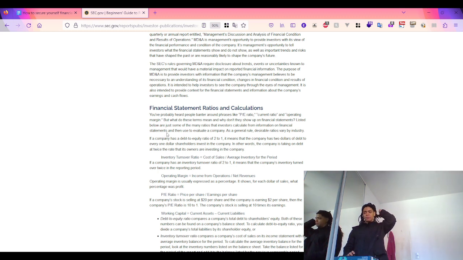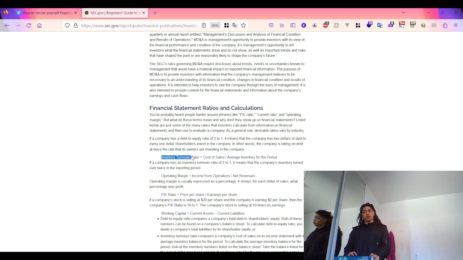So debt to equity ratio of 2 to 1, as an example, indicates that the company is taking on debt at twice the rate its owners are investing in the company. So again, depending on the industry, this might be good or not.